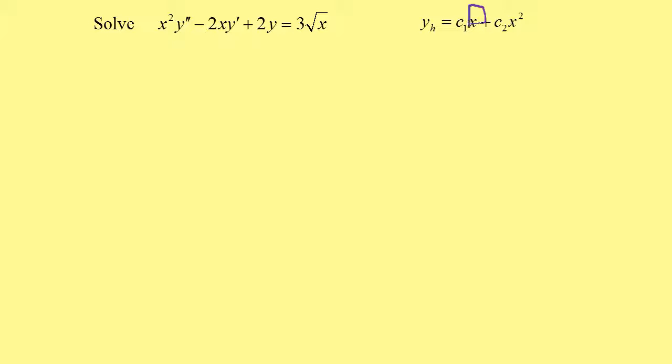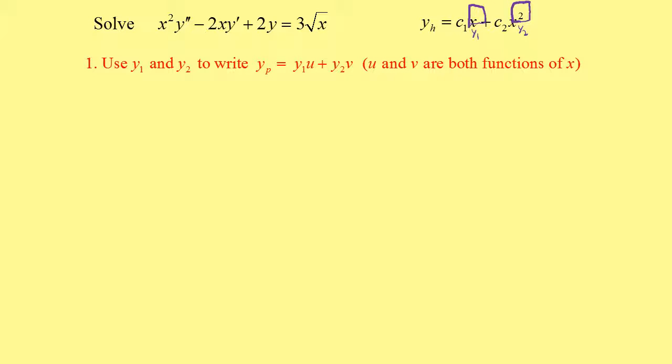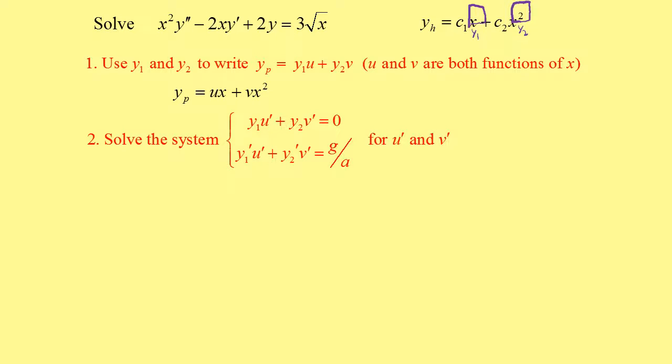You're given that information. However, again, in our guidelines that we're about to follow, this is what we're calling y1, and this is what we're calling y2, our two linearly independent solutions. So here's where we're headed with this. We need to find the u and the v that would fit here. And to do that, we have this special relationship to consider. We need to solve the system of linear equations given by y1 u prime plus y2 v prime equals 0, y1 prime u prime plus y2 prime v prime equals g divided by a.